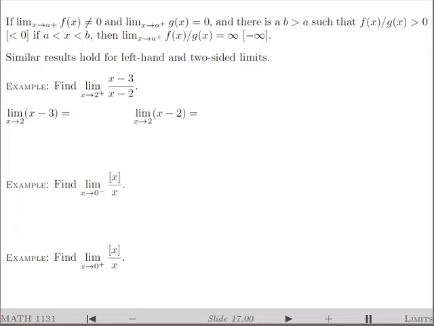f over g is positive, then the limit of f over g as x approaches a from the right will be infinity. If everything else is the same, except the fraction f over g is negative in the interval from a to b, then the limit will be negative infinity.